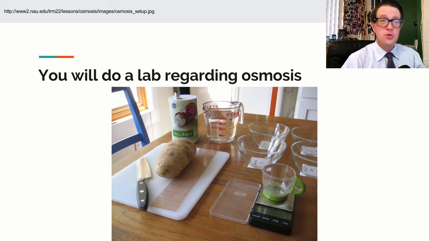What we're actually going to be doing is attempting to figure out how salty cells are. So we're going to see if we can figure out that isotonic value for cells. The catch is you get to bring in fruits and vegetables, and we're going to find out how salty they are.